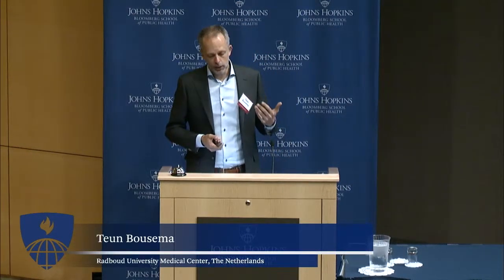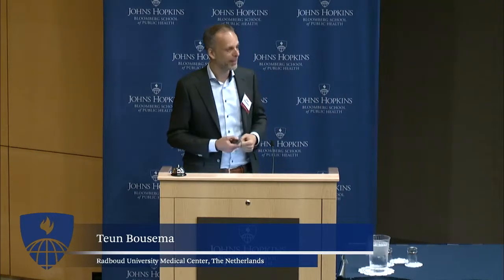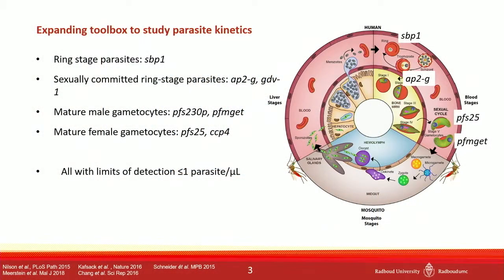So one thing that I think is really nice, and I also saw some really nice posters on this topic, poster 23 and 28, I recommend for over lunch, is that we no longer have to rely on microscopy, we no longer have to rely on PCR to measure total parasite density, but it's actually an expanding toolbox of markers that will tell you what's happening during an infection. So we now have a very sensitive ring stage marker, SPP1. You can look at sexually committed ring stage parasites. AP2G is a master regulator of gametocyte formation, so you may see which parasites are destined to become gametocytes. And then we can look at mature male and mature female gametocytes. And all of these assays actually have a detection limit at or below 1 parasite per microliter in a standard, say, 50 to 100 microliter finger prick blood sample. So I think these are very useful tools.